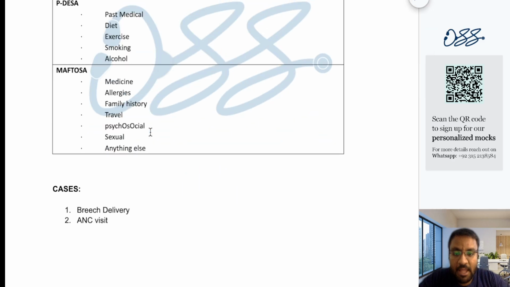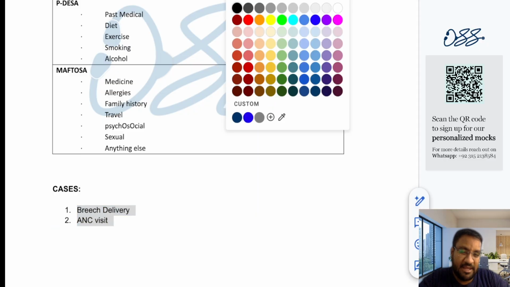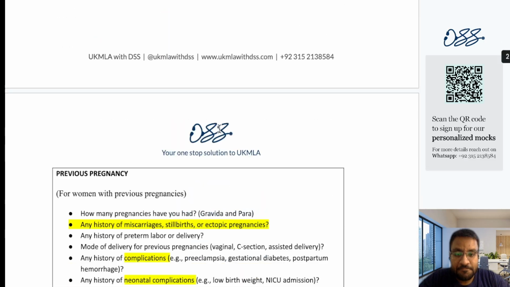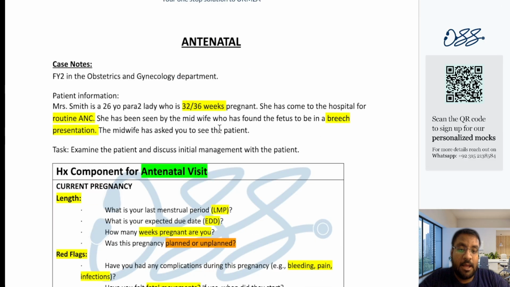Okay, and I told you that it usually comes in 2 or 3 different cases: breech delivery and ANC visits. So I told you that there would be 2 cases of pregnancy with breech presentation. One would be 32 weeks pregnant, and one would be 36 weeks pregnant. Okay, so in the 36-week pregnant case, you would have to admit the patient in your care. Why? Because if a breech presentation is still there at 36 weeks, it's unlikely to convert into a normal cephalic presentation.